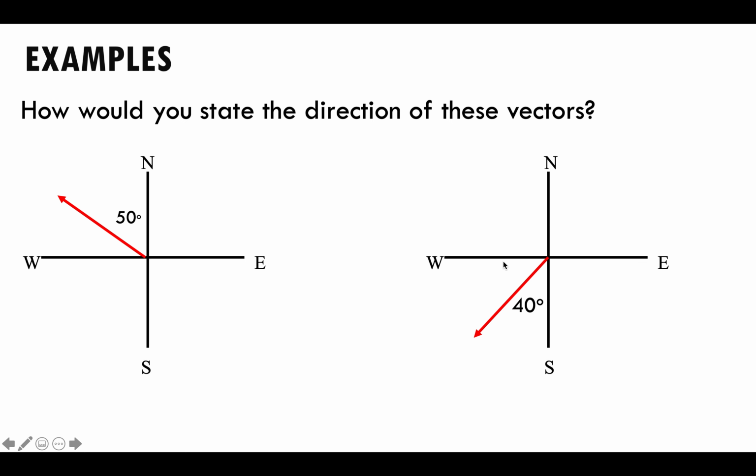Okay, so let's work on some examples. How would you state the direction of these vectors? This first one on the left, we have 50 degrees. We're touching the north axis with this angle. So we're 50 degrees and we are to the left of it, or towards west over here. So we would say 50 degrees west of north. For the example on the right, we're 40 degrees and this angle is touching the south axis. And we are, again, to the left of that axis, or west of it. So we would say 40 degrees west of south.